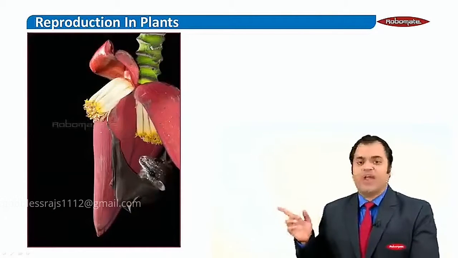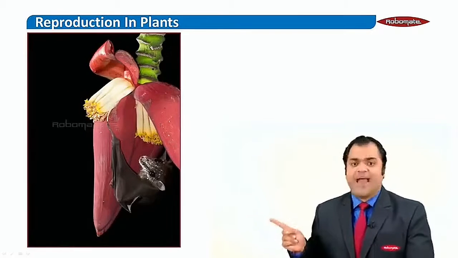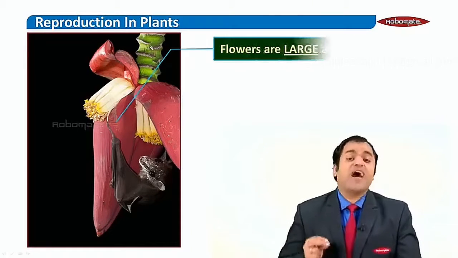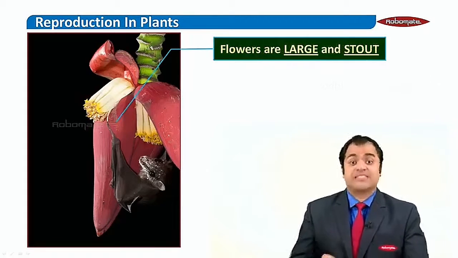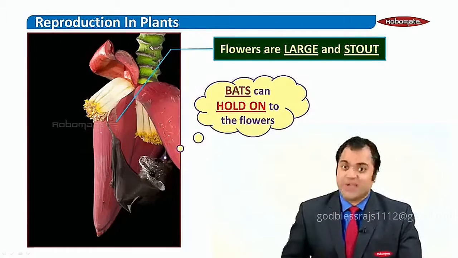Now, if you look at this flower, it is a huge flower. It is a stout flower. And see how the bat is holding on to it. So the flower has to be large as well as stout so that the bat can hold on to the flower. Is that okay? Yes?